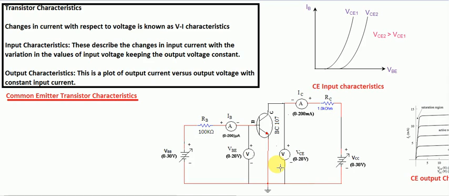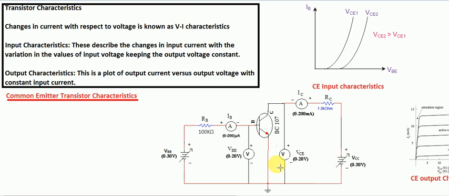In the last module we learned about transistors, NPN transistor, PNP transistor and the various configurations of transistor. We learned about common emitter configuration, common collector configuration and common base configuration. And a complete electrical behavior of a transistor can be obtained by studying the variation of current versus voltage. This change in current with respect to the voltage is known as the VI characteristics.